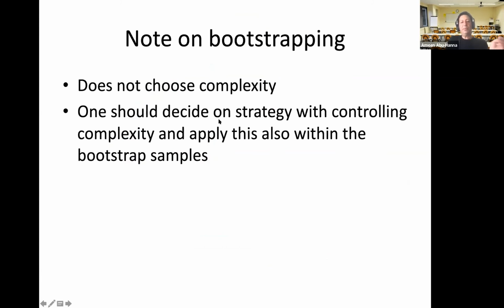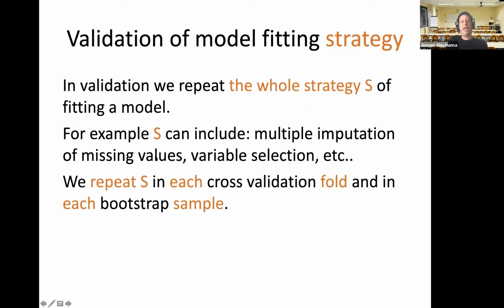Okay, so this is an important point. I've seen mistakes done when people use bootstrap: you should not touch anything. All your strategy should be repeated. So if you have multiple imputation, if you do variable selection, anything you do to the model, deciding on threshold, deciding on hyperparameters, should be repeated completely. So repeat it in each cross-validation or bootstrap sample.